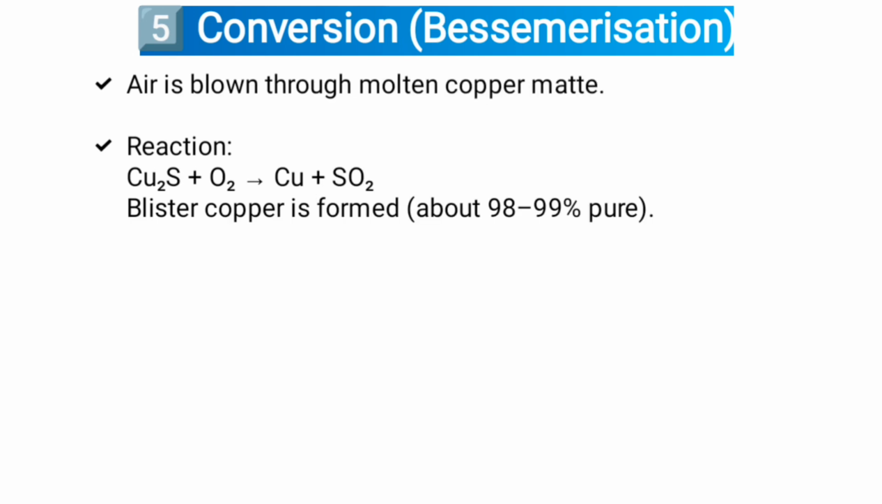Fifth one, conversion, mean Bessemerisation. Air is blown through molten copper matte. Reaction: Cu2S + O2 gives Cu + SO2. Blister copper is formed, about 98 to 99% pure.